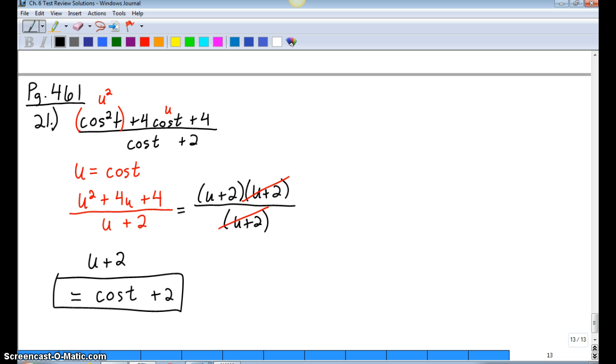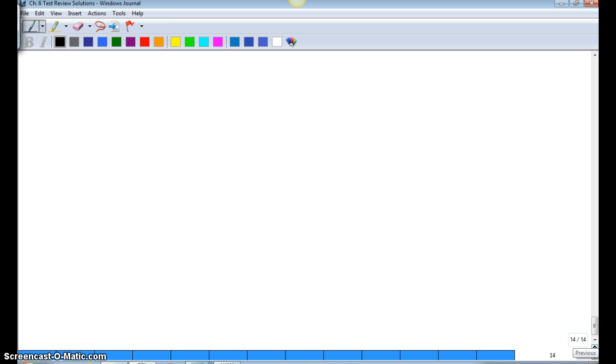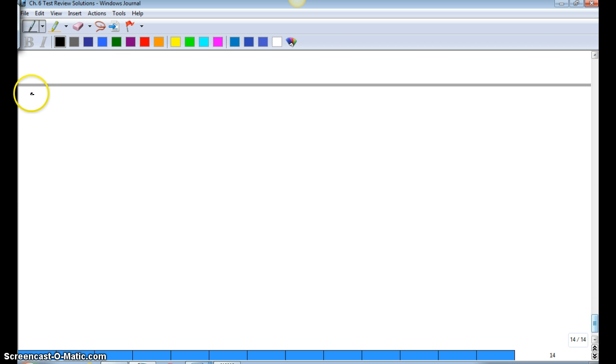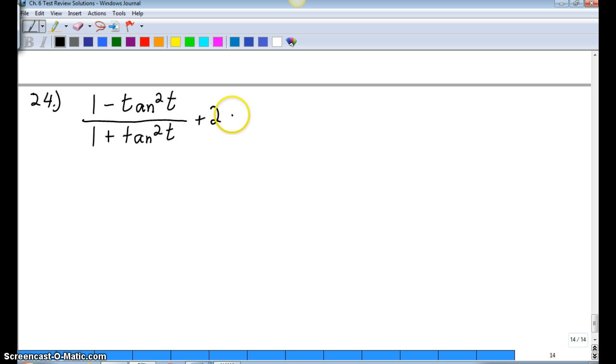So on to 24, I believe it is. Let's start a new page. Here we go, 24. It looks like this. We have 1 plus tangent squared. Oh, I'm sorry, made a mistake there. It's 1 minus tangent squared on the top and then 1 plus tangent squared on the bottom. And to that we add 2 sine squared.